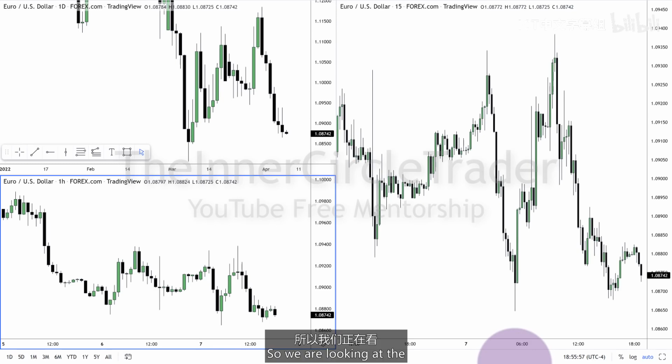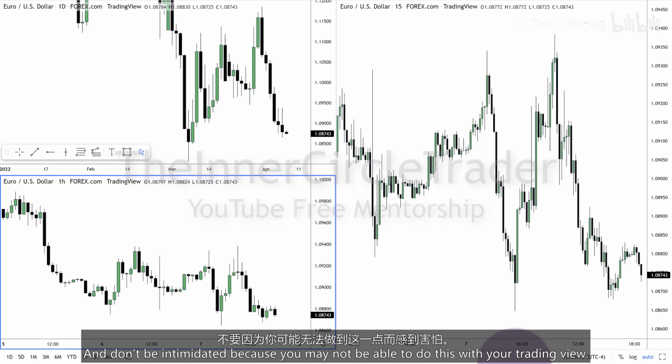All right, so we are looking at the Euro Dollar. And what you have here is how I have my trade layout. This is what I work with while utilizing my charts through TradingView. And don't be intimidated, because you may not be able to do this with your TradingView.